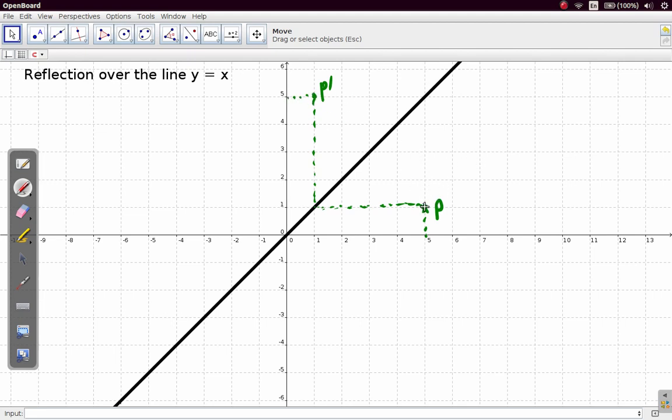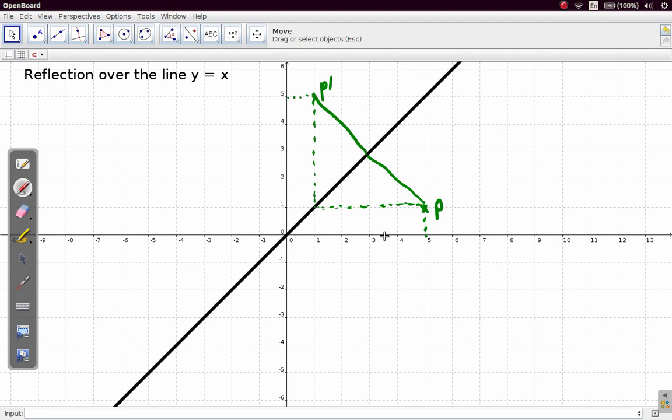In other words, or another way to look at it, a line perpendicular to the line y equals x through P would be reflected over y equals x to another line perpendicular to y equals x through P prime. Alright? So that's what we would have.